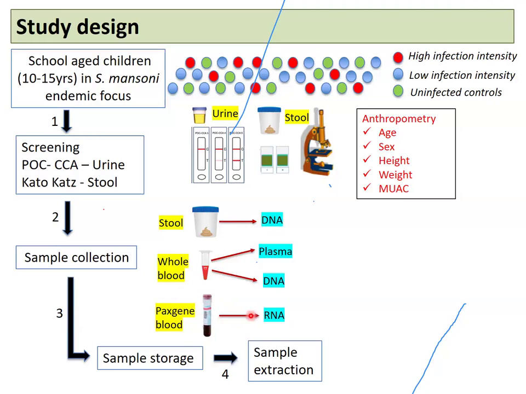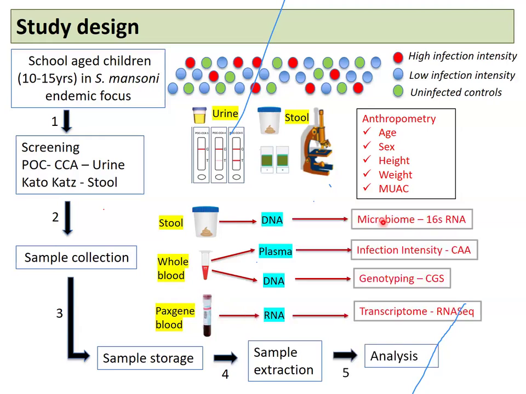So what were these used for? We used the fecal DNA to carry out some microbiome 16S rRNA sequencing. For the plasma, we're able to attain the infection intensity by carrying out another test. And this test is called the circulating anodic antigen. This is also an antigen that you find in the plasma from the parasite. And here you're able to quantify the infection intensity. And this is one of the tests we carried out using the plasma.